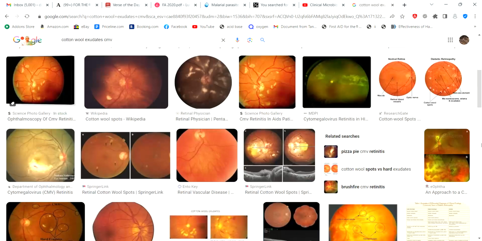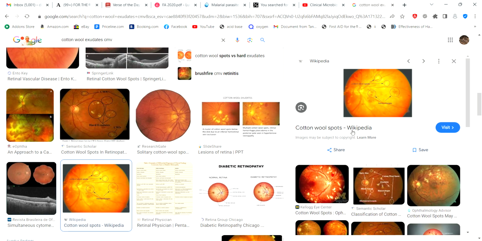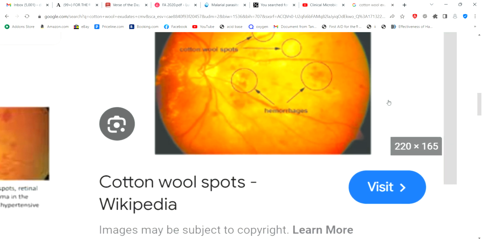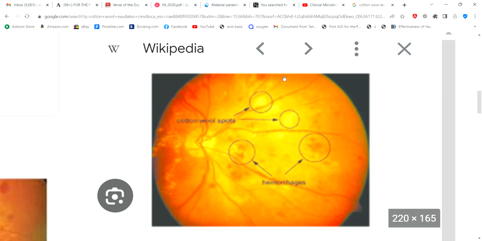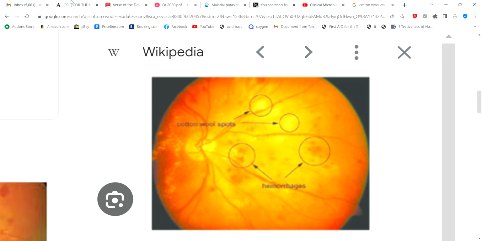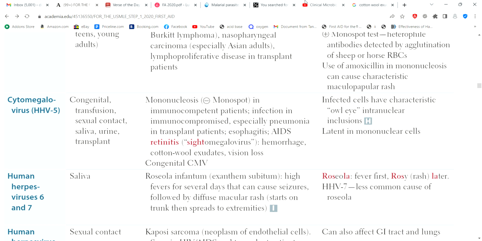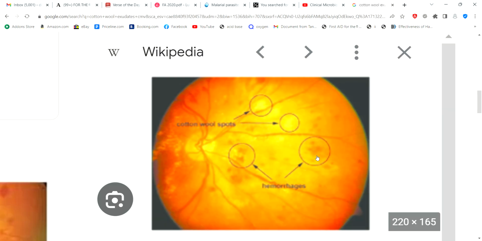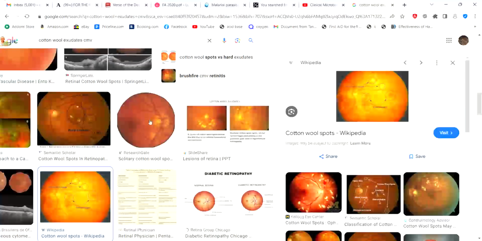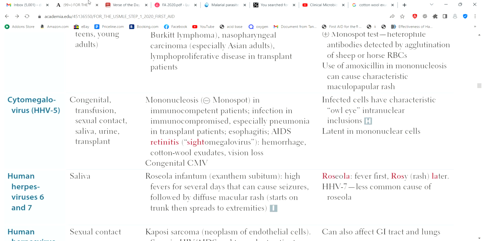Let's see, CMV, cotton wool spots, hemorrhage. So this is what we said here. Hemorrhage, cotton wool exudates, vision loss, all seen in AIDS retinitis. The hemorrhage is this red spot, and the cotton wool, these white spots, look like cotton. Alright? Next, vision loss, it can cause congenital CMV.